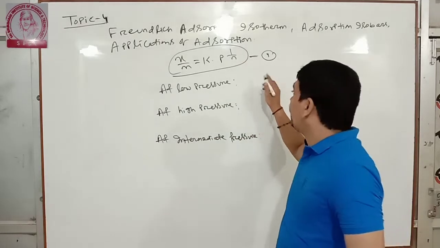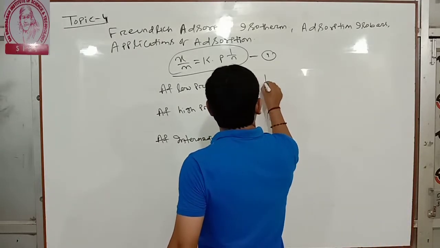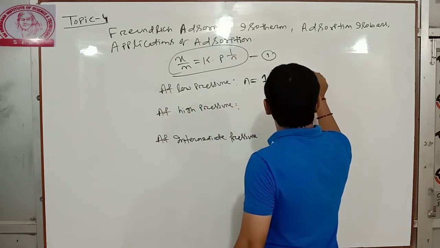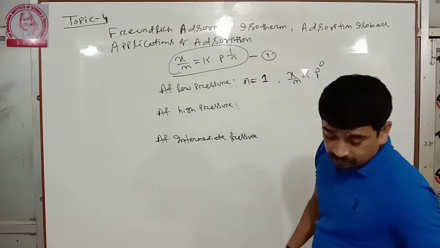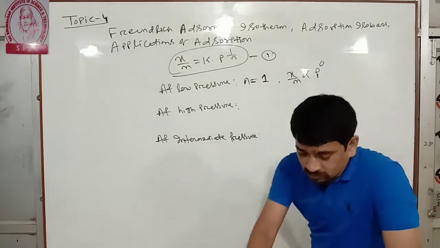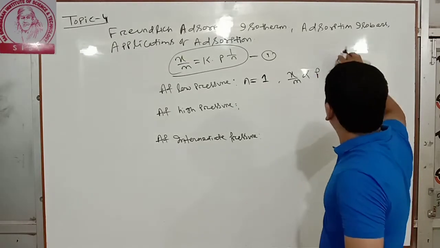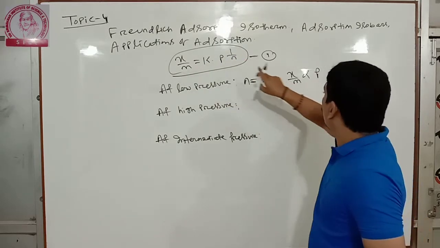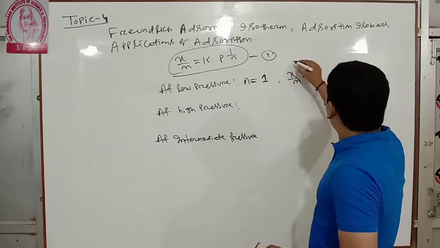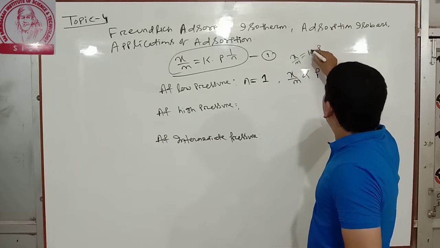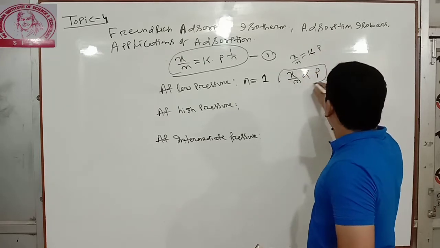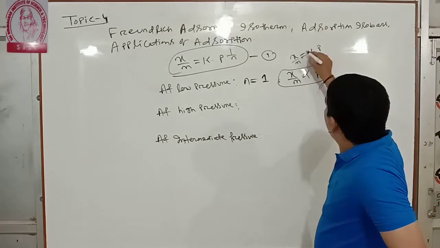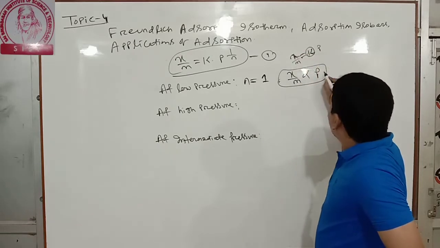So at low pressure, n equal to 1. When n equal to 1, what will happen? 1/n is 1/1, so x/m = k·p, and k is constant, so x/m is directly proportional to p.